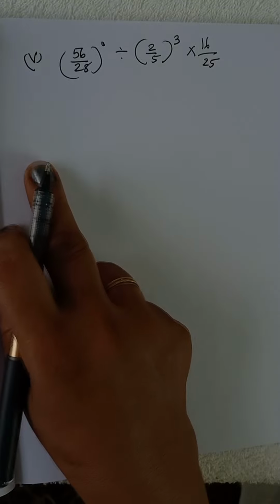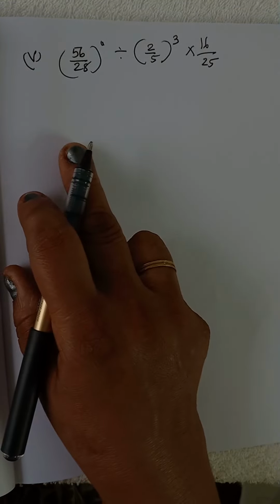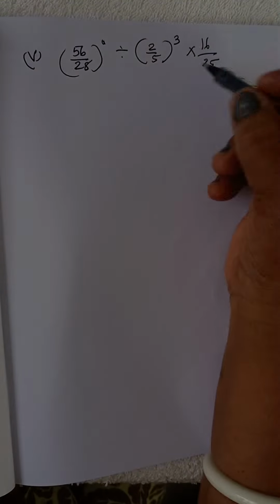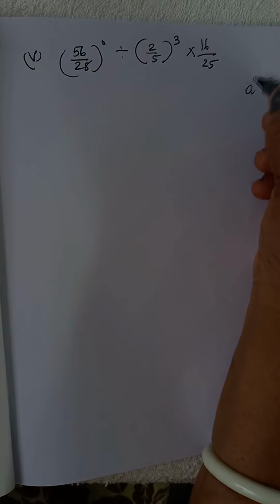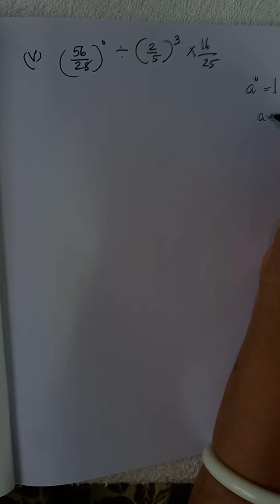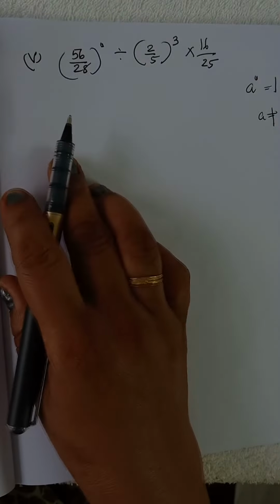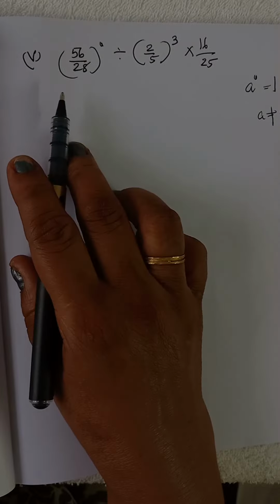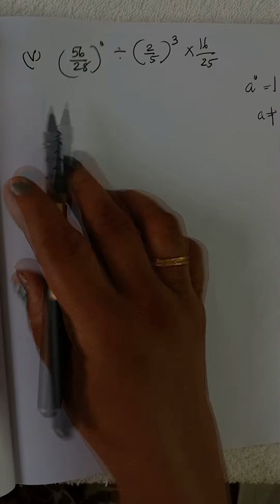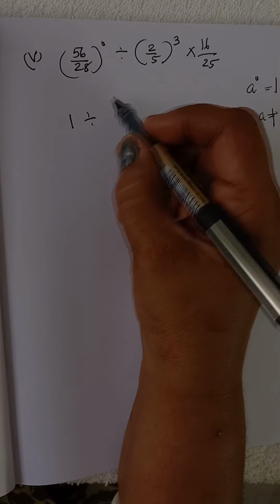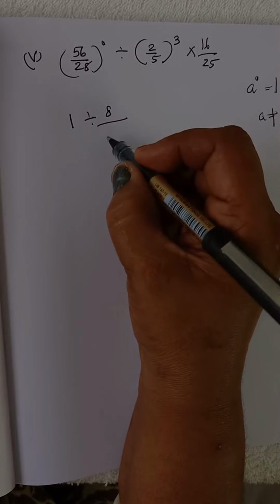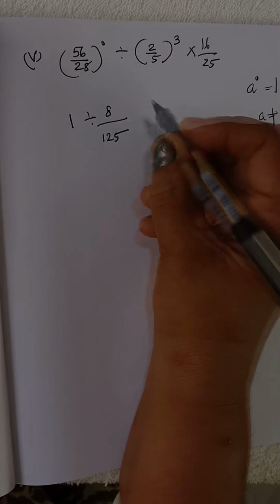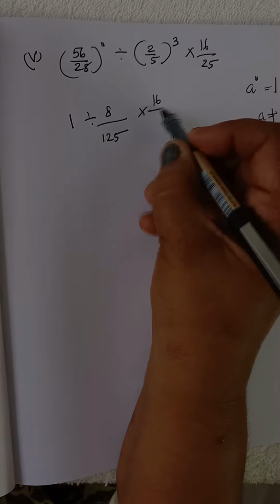Now the fifth question is 56 by 28 raised to 0 divided by 2 by 5 raised to 3 into 16 by 25. a raised to 0 is 1 if a is not equal to 0. Here in this, in the place of a, we got 56 by 28. So that raised to 0 will give you 1. So 1 divided by 2 raised to 3 is 8, by 5 raised to 3 is 5 into 5 into 5, that is 125. That into 16 by 25.